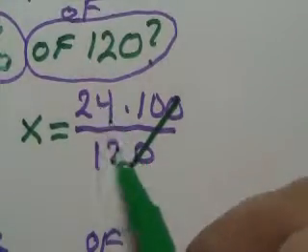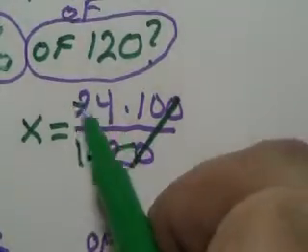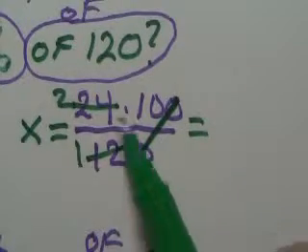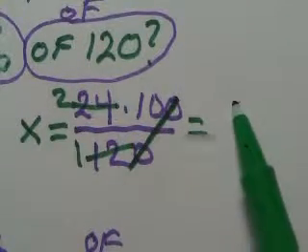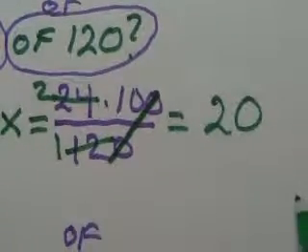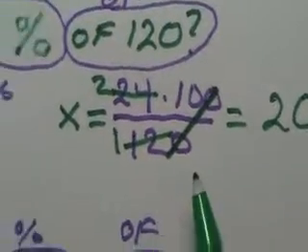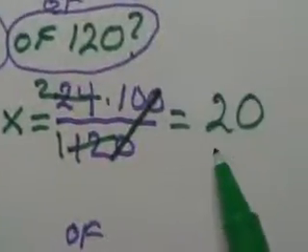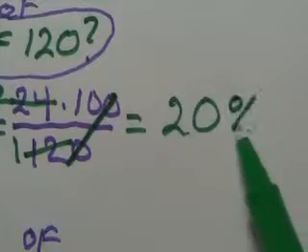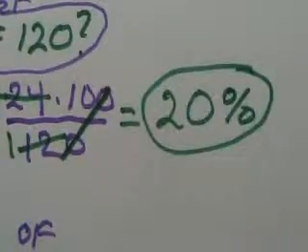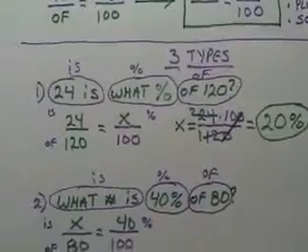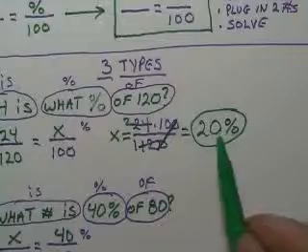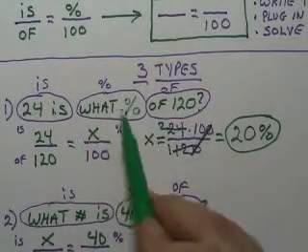12 goes into 24 twice. 12 goes in here once. 12 goes into there twice. And that's all I can do. I just have 1 on the bottom. 2 times 10 is 20. The answer is 20. Now, what was I looking for? I was looking for percent. So this answer is 20%. Back to the question. 24 is what percent of 120? 20%. 24 is 20% of 120.